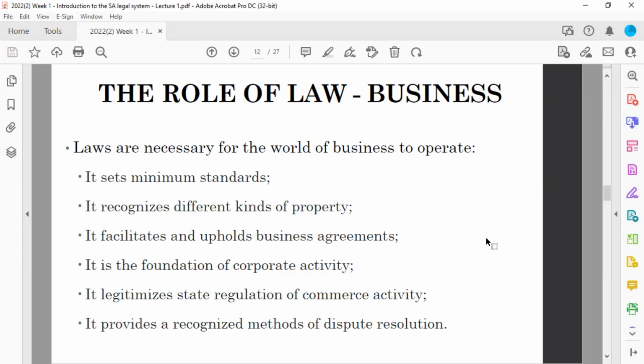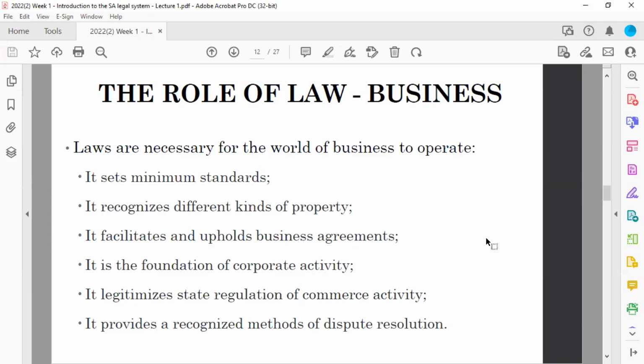I said there, number 5, the law legitimizes state intervention in commercial activity. Think about an employee-employer relationship. Those are private contracts, right? But the state still steps in where they feel that somebody is being exploited. So there's still legislation like the Basic Conditions of Employment Act and the Occupational Health and Safety Act that comes into play and regulates this employer-employee relationship.